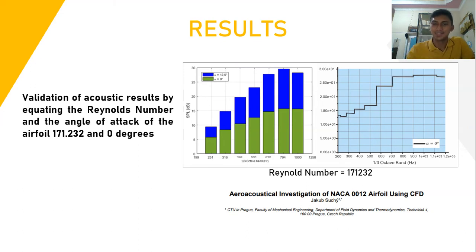And this is the result that we know. The results increase, but the result is different because the receiver locations in the journal that I used for the validation data are different from the receiver locations in my simulation. But the graph is similar, because it increases and decreases like that.